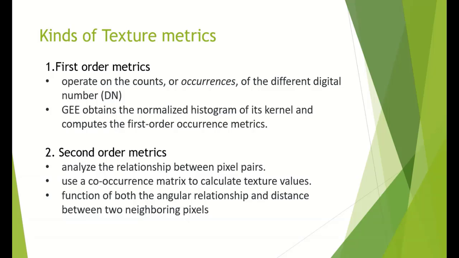Second order metrics, on the other hand, analyze the relationship between pixel pairs. They use a co-occurrence matrix to calculate texture values. This matrix captures both the angular relationship as well as the distance between two neighboring pixels. It shows the number of occurrences of the relationship between a pixel and its specified neighbors.